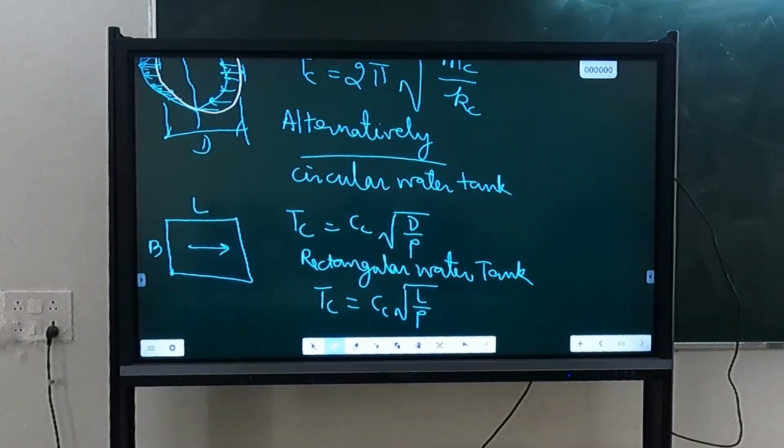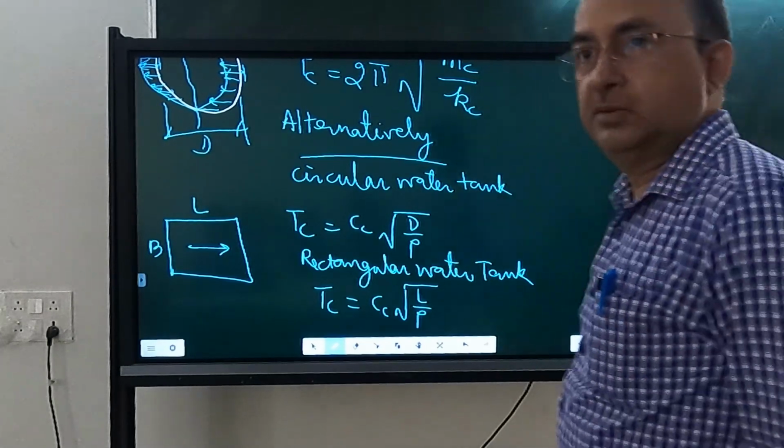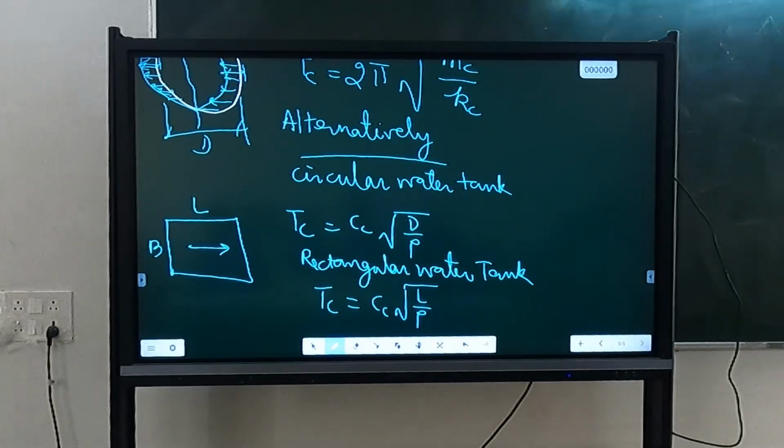Okay. Now this Cc again is given for a circular water tank in figure 5, and for a rectangular water tank it is given in figure 7. Okay. Figure 2, A and B. That's what I explained here.